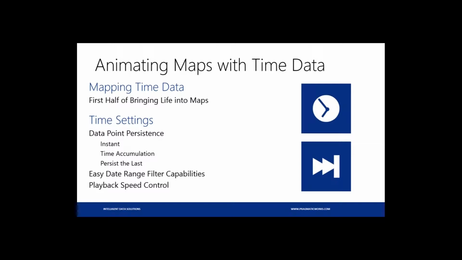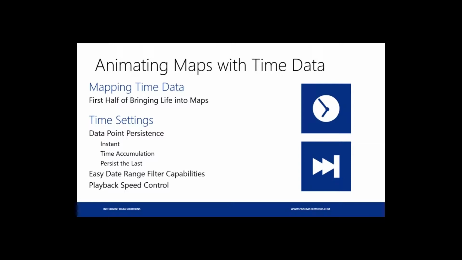You could also do time accumulation. Time accumulation means it's going to grow and grow that data point over time. So think of a bubble chart. The bubble is going to get larger and larger over time as you have more and more sales, for example. The last one there, persist the last, is always going to show the very last value that you have. So as you're showing data across time, it's always going to show the very last value.